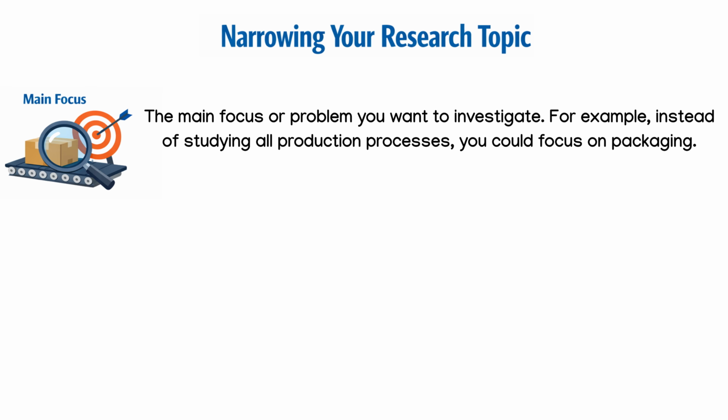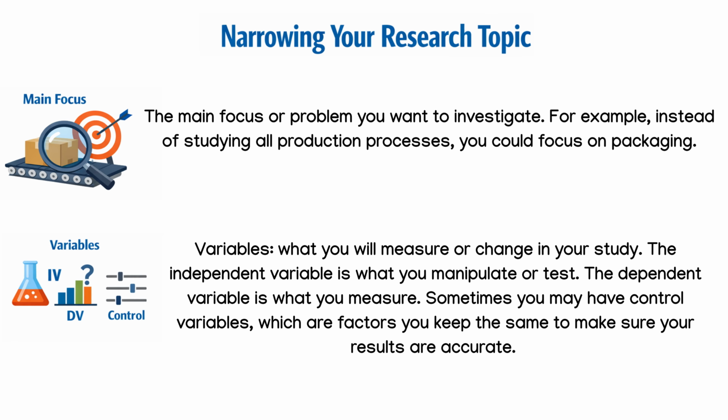For example, instead of studying all production processes, you could focus on packaging. Variables: what you will measure or change in your study. The independent variable is what you manipulate or test. The dependent variable is what you measure. Sometimes you may have control variables, which are factors you keep the same to make sure your results are accurate.